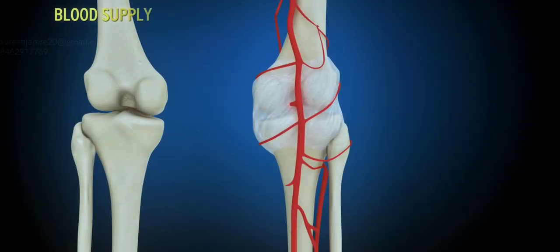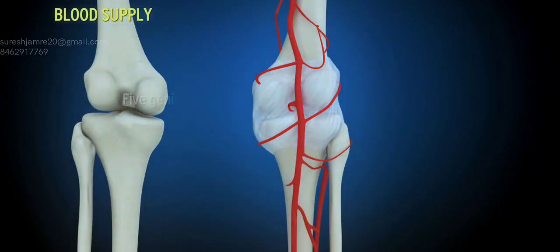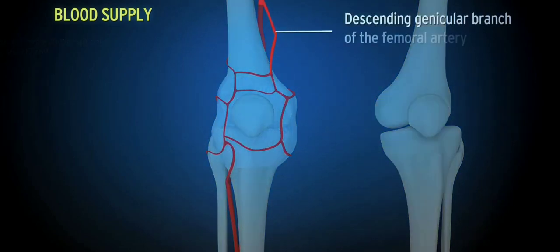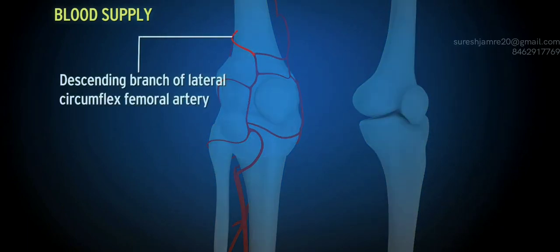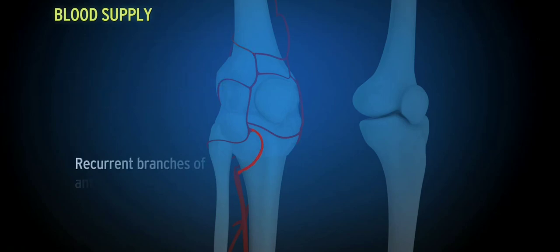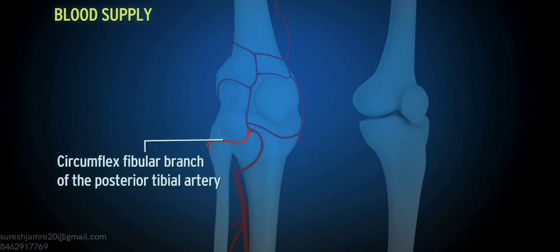Blood supply. Knee joint is supplied by 5 genicular branches of the popliteal artery. Descending genicular branch of the femoral artery. Descending branch of lateral circumflex femoral artery. Recurrent branches of anterior tibial artery. Circumflex fibular branch of the posterior tibial artery.